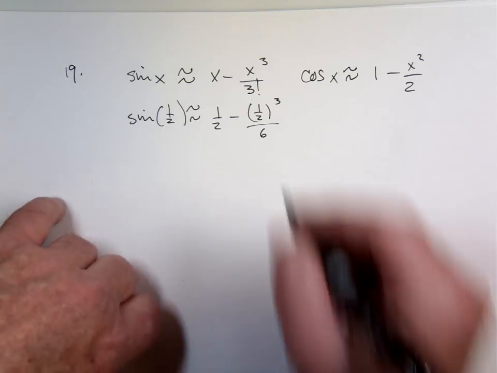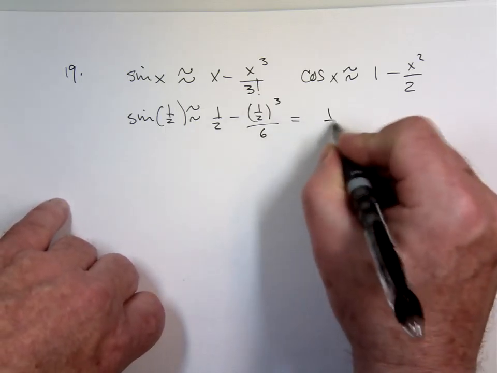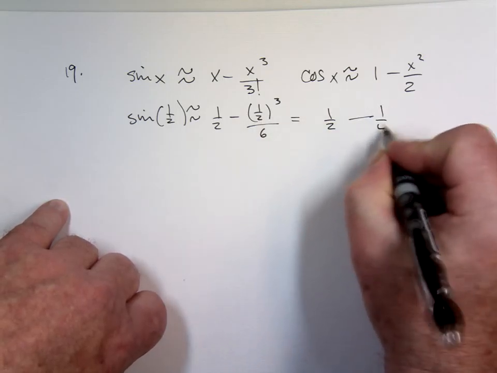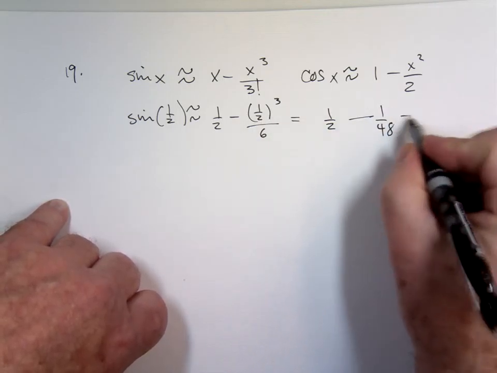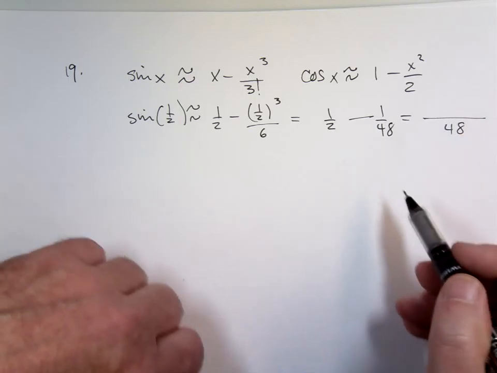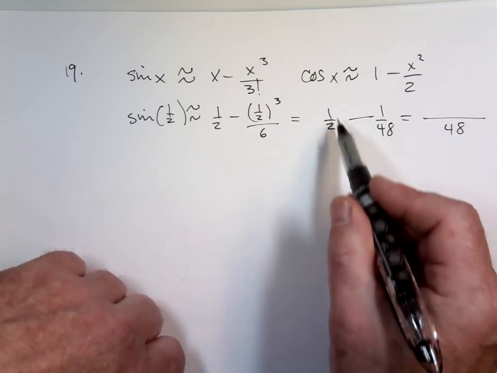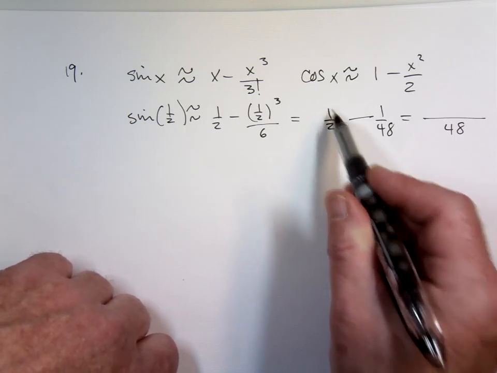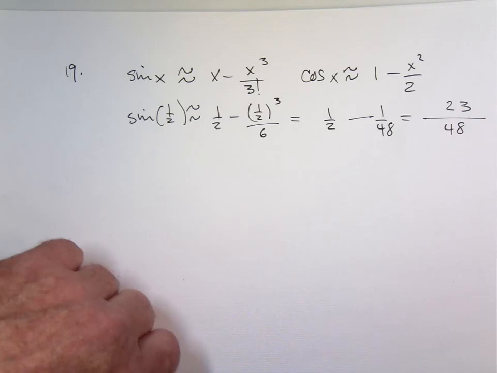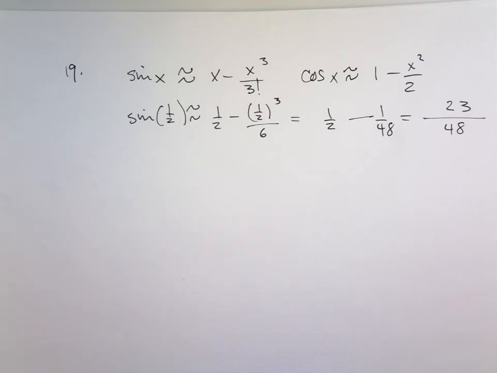that's 1/2 minus 1/2 cubed, which is 1/8, that's 1/48. So go to 48ths, I guess. This is the worst part of the test, right here with these fractions. Multiply by 24 over 24, you get 24/48. Minus 1, you get 23/48. That would be your approximation, 23/48.